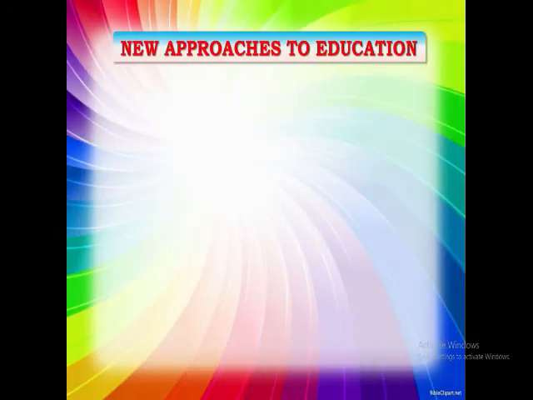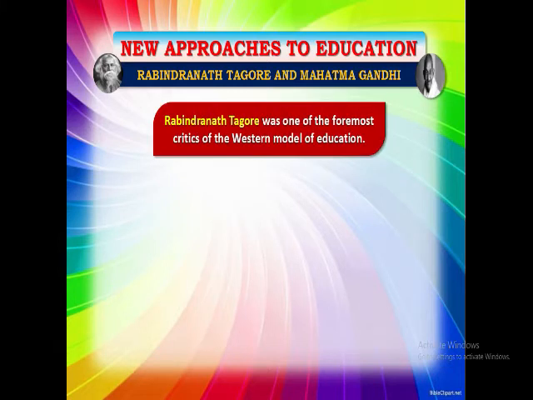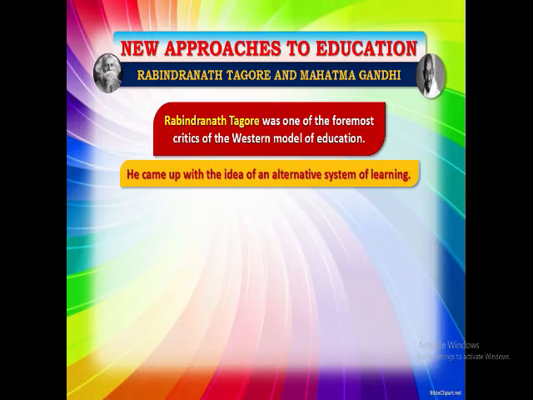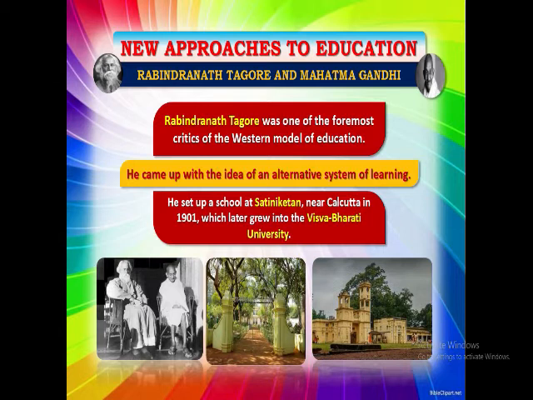Now the new approaches to education. What are the new approaches, children, by famous leaders like Rabindranath Tagore and Mahatma Gandhi? What did they say about the education system in India? Rabindranath Tagore was one of the foremost critics of the Western model of education. He came up with the idea of an alternative system of learning. He set up a school at Shanti Niketan near Calcutta in 1901, which later grew into Vishwa Bharati University. This is the entrance of Vishwa Bharati University, and this is the building, and this is the image of Rabindranath Tagore and Mahatma Gandhiji.